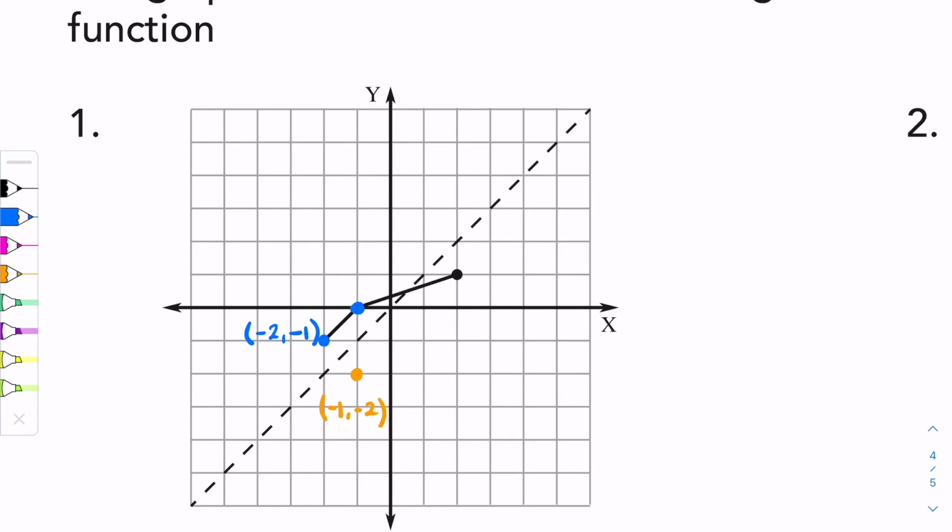This point is located at -1, 0. If you switch the x and y coordinates, you would regraph that point at 0, -1. This last point is at 2, 1. Switch your x and y, you'd be at 1, 2. Connect your points. And this orange graph is your inverse function.